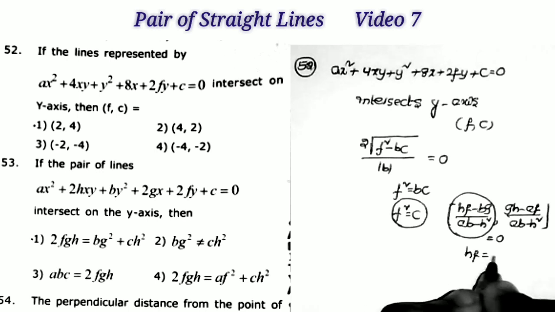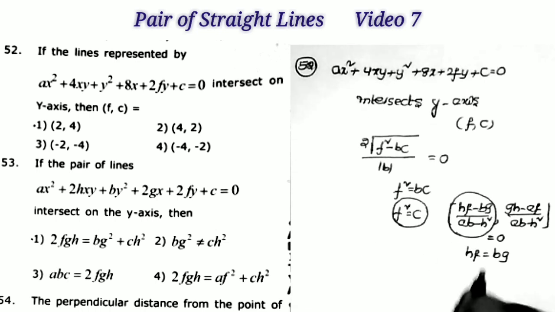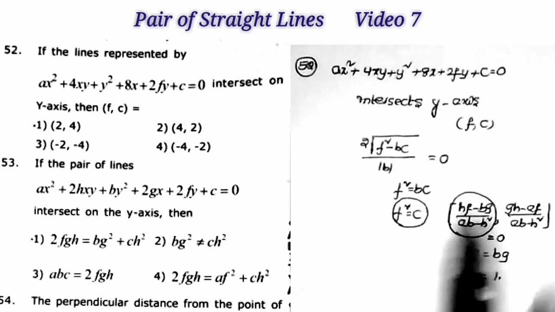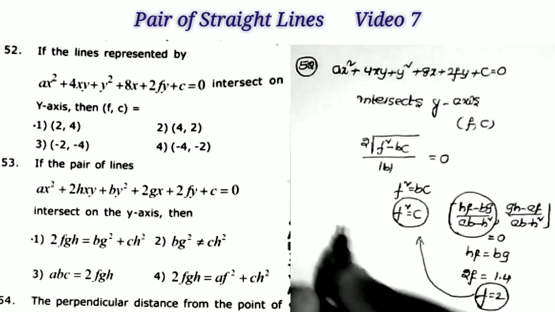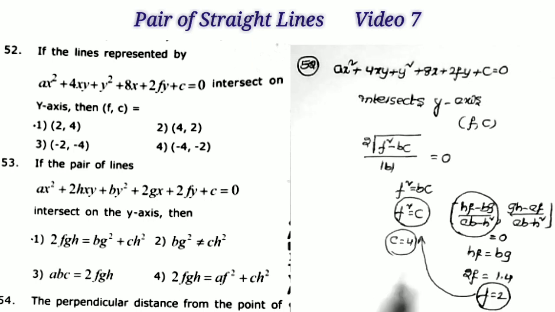Now taking the cross product, we get hf is equal to bg. Now replacing the values. H is equal to 2, 2h is equal to 4. H is equal to 2. F is equal to f. bg, b is equal to 1 and g is equal to 4. 2g is equal to 8 here, then g is equal to 4. Therefore the value of f is equal to 2. F is equal to 2, then what is c value? C is equal to f square, that is c is equal to 4. Therefore the values of f comma c is equal to 2 comma 4.